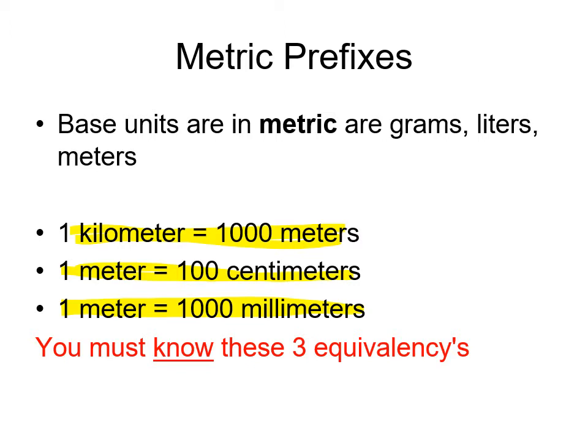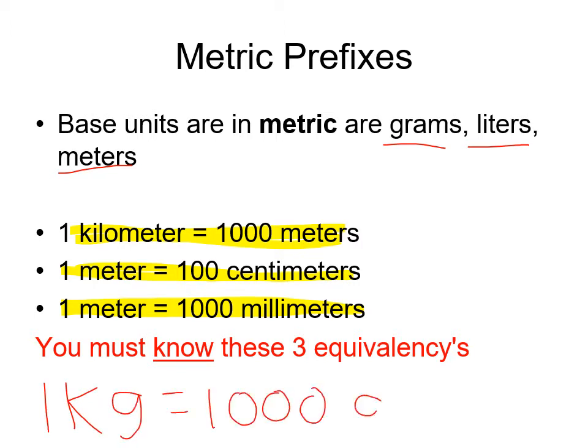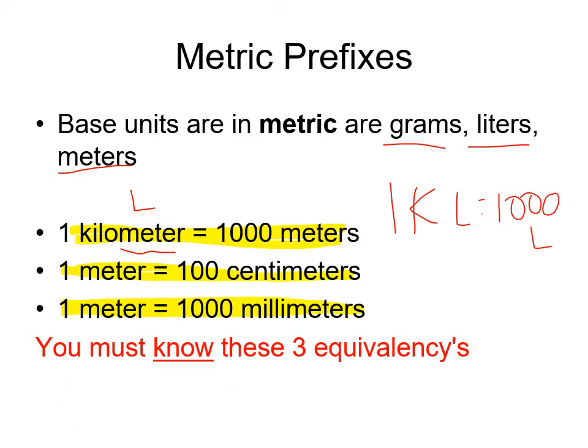What's nice about the metric system compared to the normal US system is that whether it's gram, liter, or meter, the conversions are the same. So 1 kilometer is 1,000 meters. You could also say that 1 kilogram equals 1,000 grams. Just change the word meter right here to gram or to liter, and then it's true on this side. So 1 kiloliter equals 1,000 liters. So metric is pretty nice. The conversions are true whether it's meter, gram, or liter. You just have to change the word.